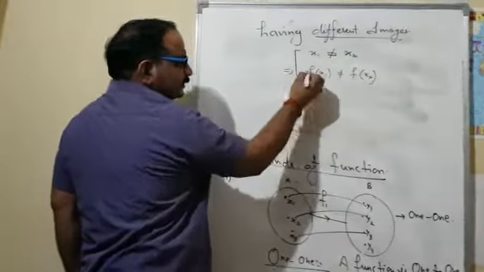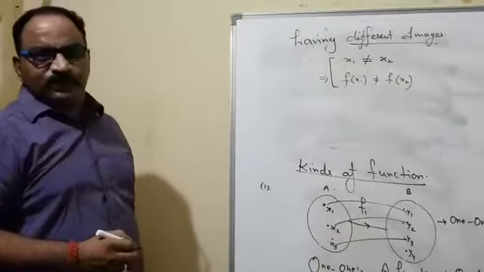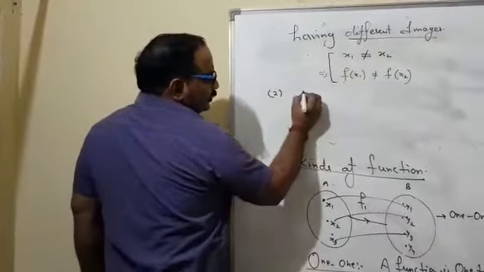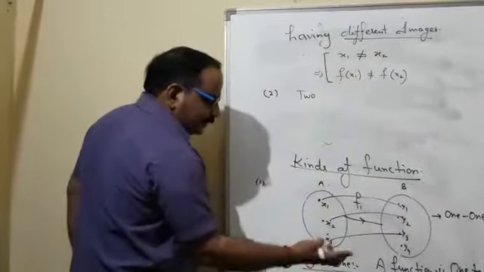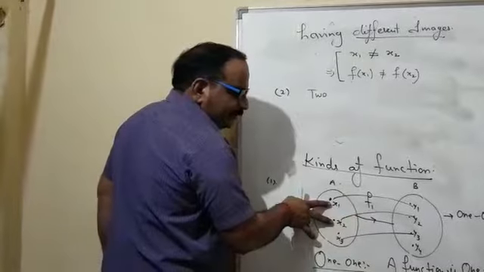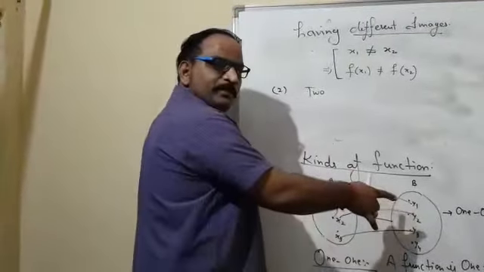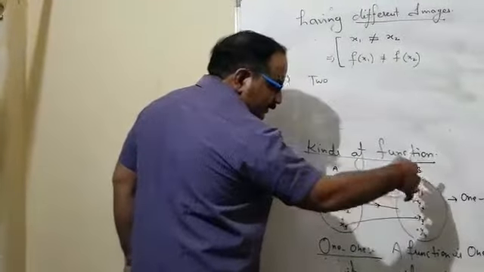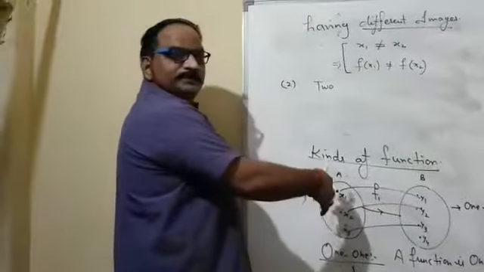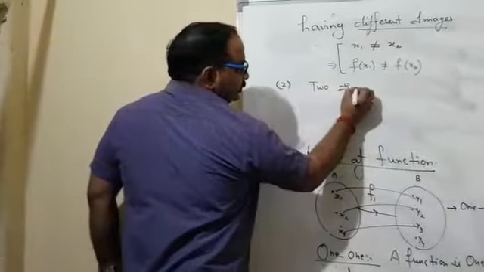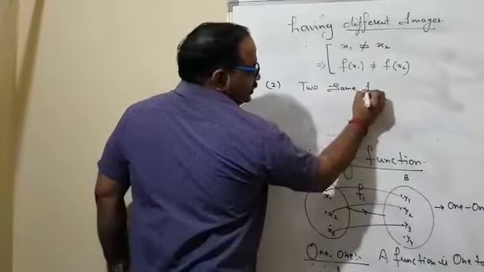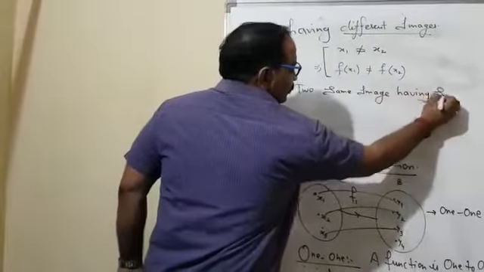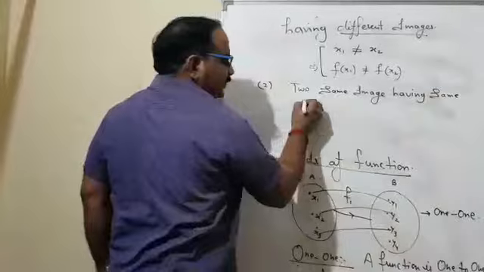That is one way to prove a 1-1 function. The second way to prove a 1-1 function is this: two same elements having the same image, or reversely, two same images having the same pre-image.